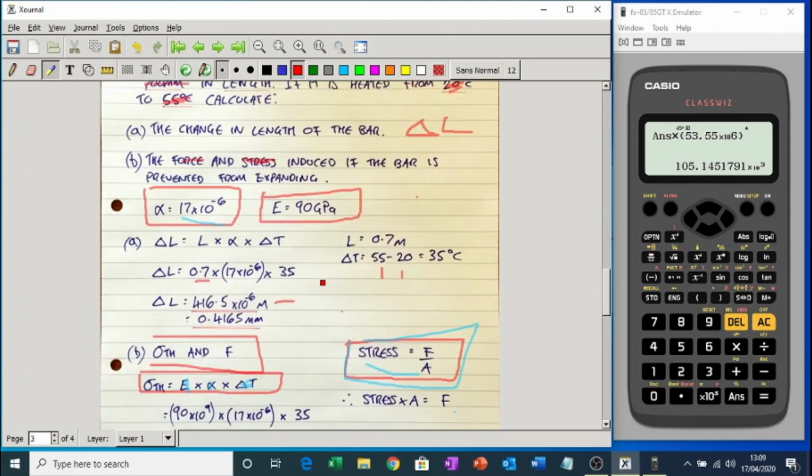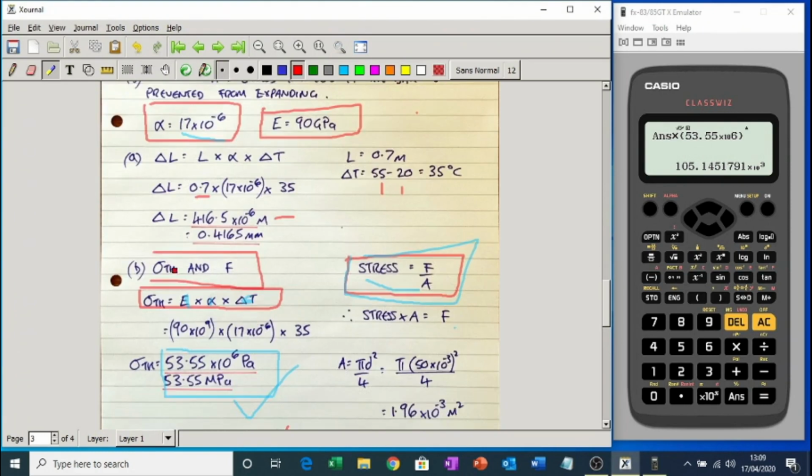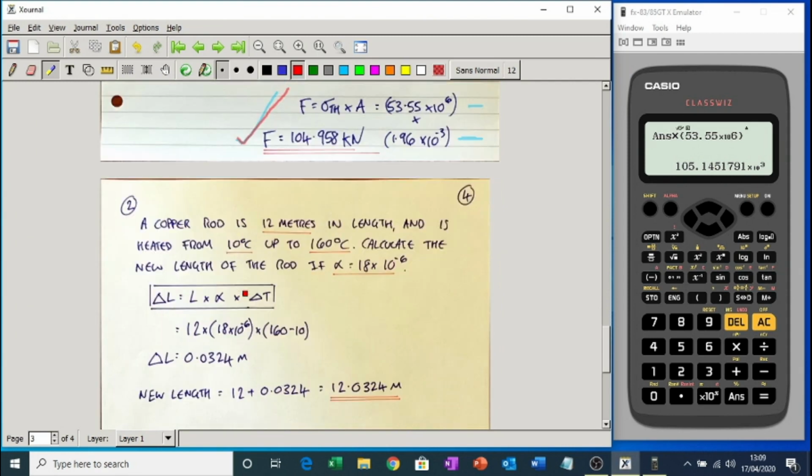Example 1, nice and easy. So it's working out change in length, force and stress. That's all we're going to have to do really. Number 2, a copper rod is 12 meters in length and is heated from 10 to 160. Calculate the new length, not just the change, now the new. So that's my thermal expansion. Change in temperature is going to be 150, and there's my length.